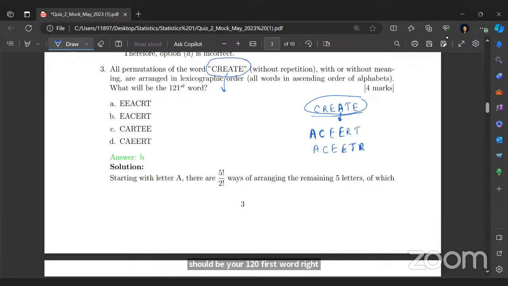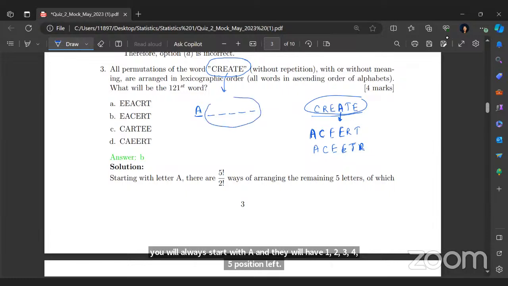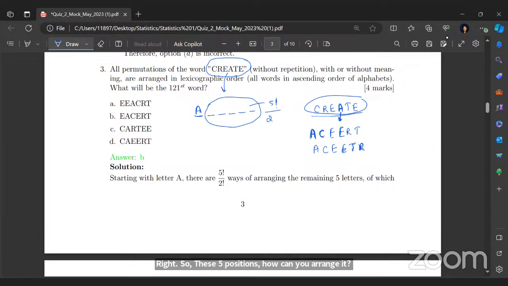So you know that you will always start with the alphabet A. You have 1, 2, 3, 4, 5, 6 positions. You start with A and you have 5 positions left, right? How can you arrange these 5 positions? You can arrange them in 5 factorial divided by 2 factorial ways, right? Why is this? Because E is coming twice, so you need to take care of that. So what is 5 factorial by 2 factorial? 60.